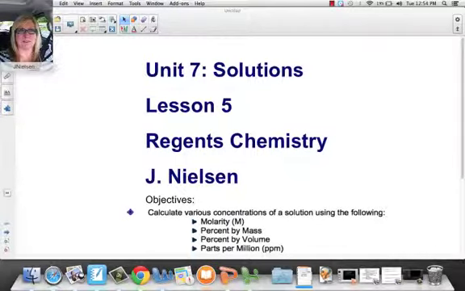Okay, this is Unit 7, Solutions, Lesson 5, and we only have about one more lesson left in this unit, so we will be having a unit exam next week. In today's lesson, we are going to discuss all the types of calculations that we can do with solutions. These include molarity, percent by mass, percent by volume, and parts per million.